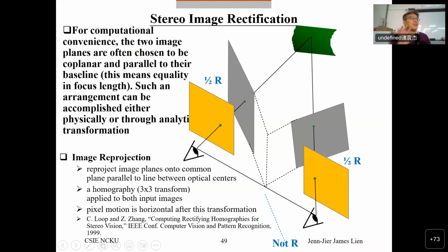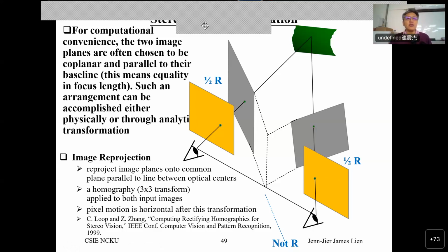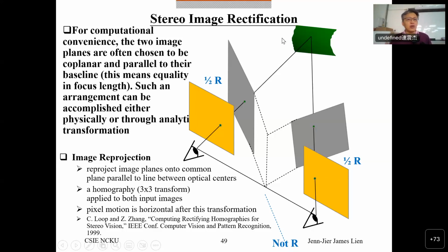So for multiple cameras, we have two kinds of process. One is called camera calibration, to calibrate the intrinsic parameters and extrinsic parameters for each camera. The second one is that, based on the camera calibration, we do what we call image rectification. But in Chinese, we always talk about both as the same. We call it 校正, 这两个我们都叫校正, 但是在英语上是不一样的. In English, one is calibration, the other is rectification.